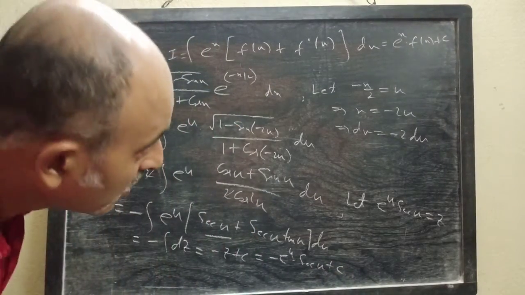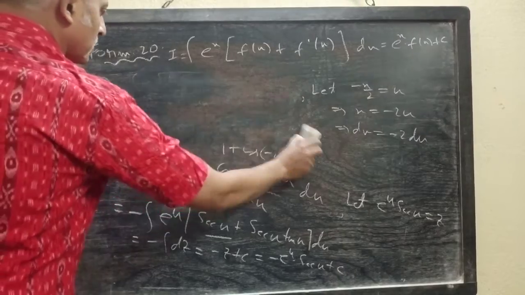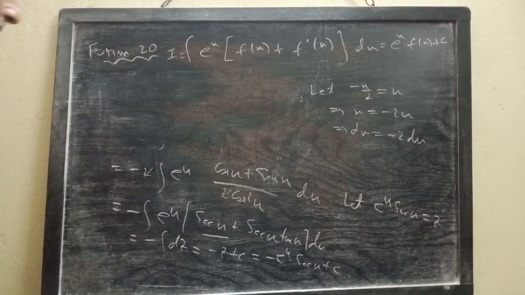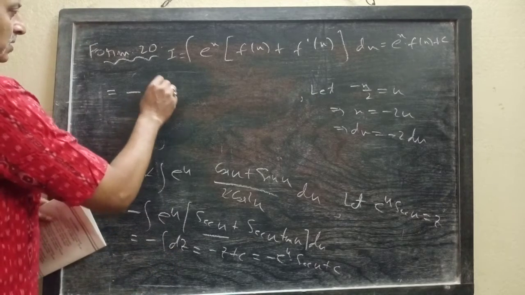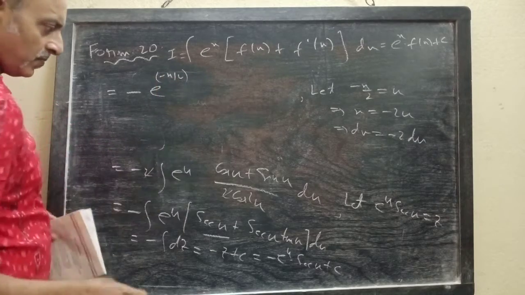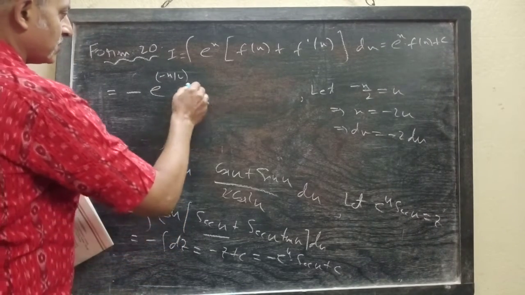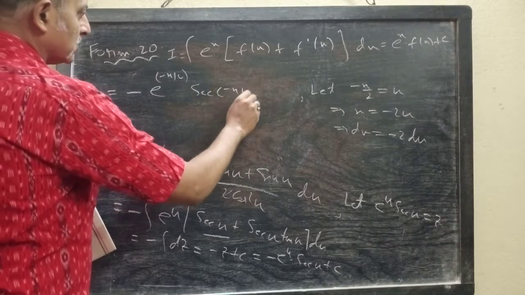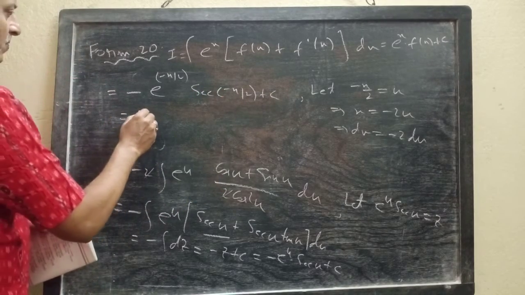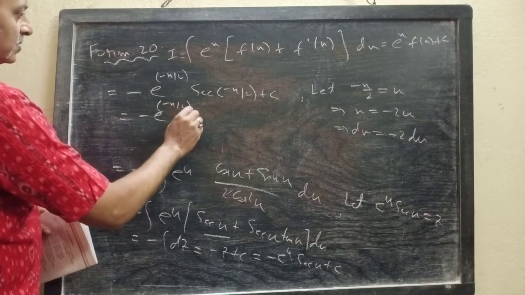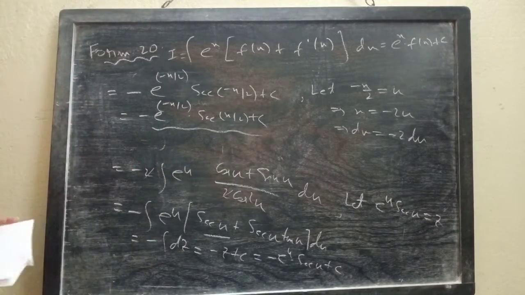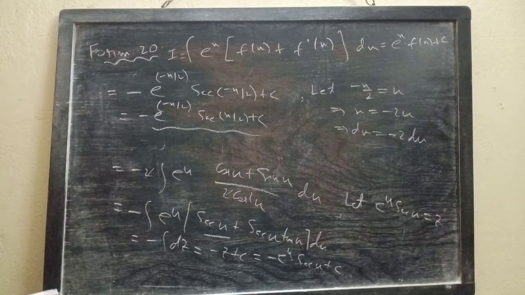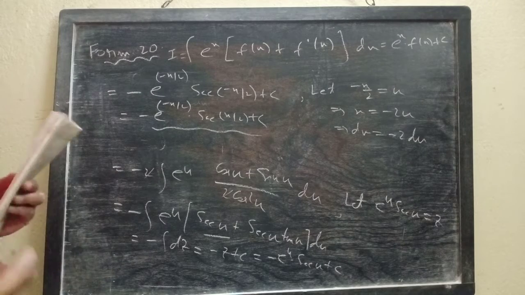Then you have to go back from u to x. So your final answer will be minus e to the power u, that is e to the power minus x by 2, then sec u, sec of minus x by 2 plus c. So finally the answer will be minus e to the power minus x by 2 sec of x by 2 plus c. Next question.